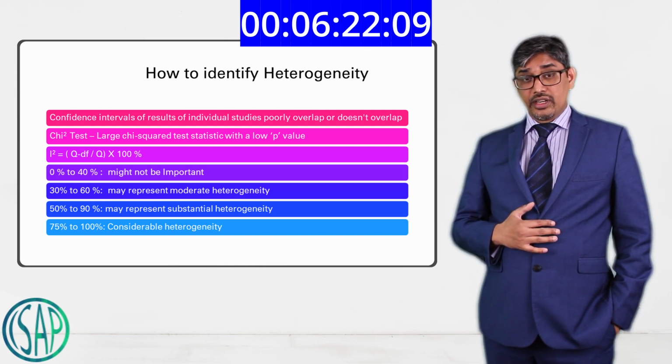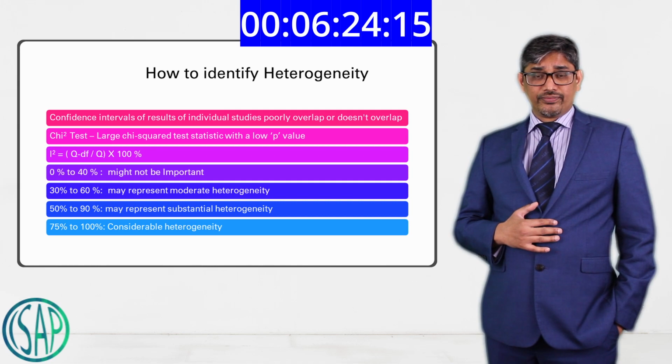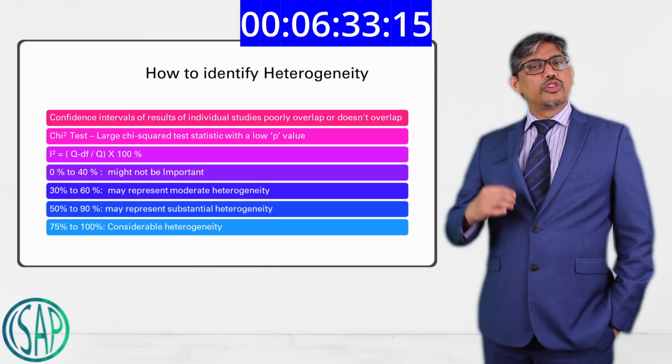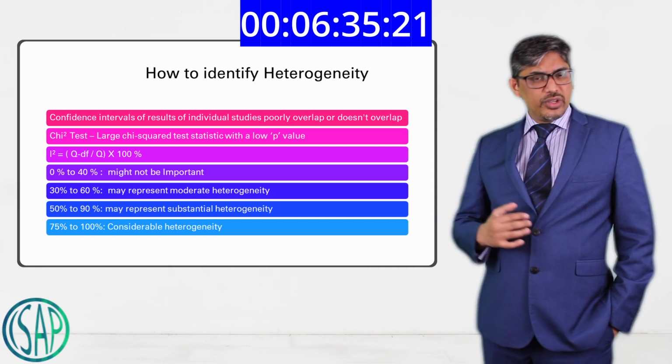So now that we have considerable heterogeneity, what should we do about it? That's a good question, Matthew. When there is considerable or substantial heterogeneity, we need to go back and see if we can reduce the heterogeneity.